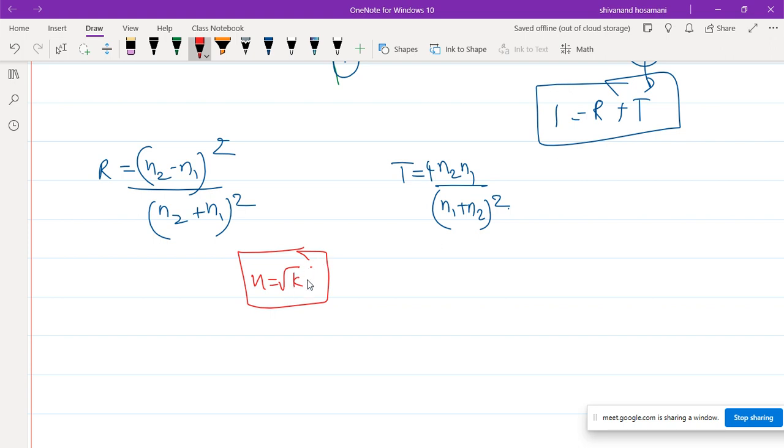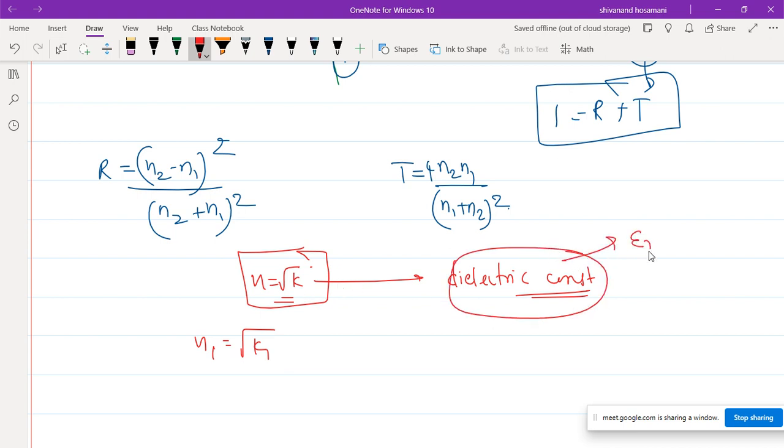What is k? K is called the dielectric constant. So we replace with the dielectric constant and write n1, the refractive index of the first medium, becomes root over k1. Or we can represent this dielectric constant in another way. What is that? Epsilon r. So we can replace this with root over epsilon r1, the relative permittivity of the medium. Relative permittivity of the medium.